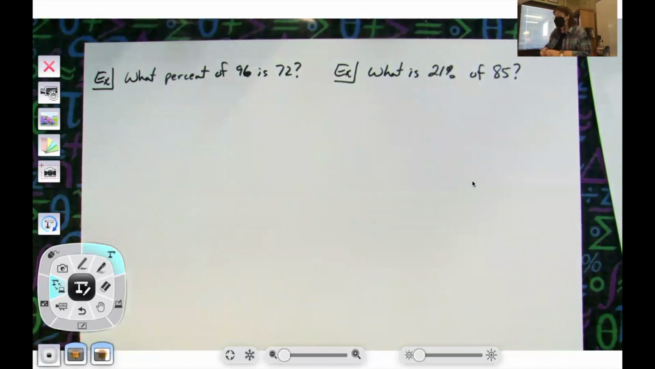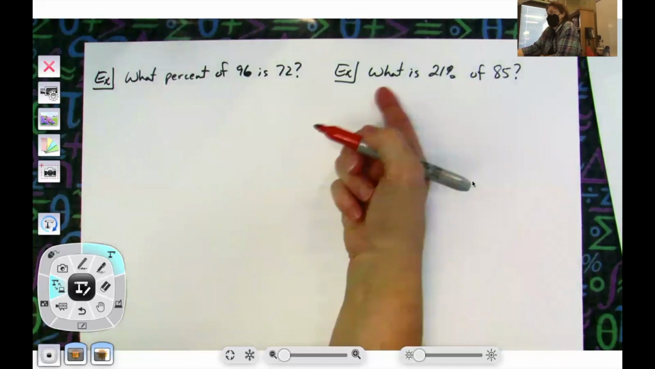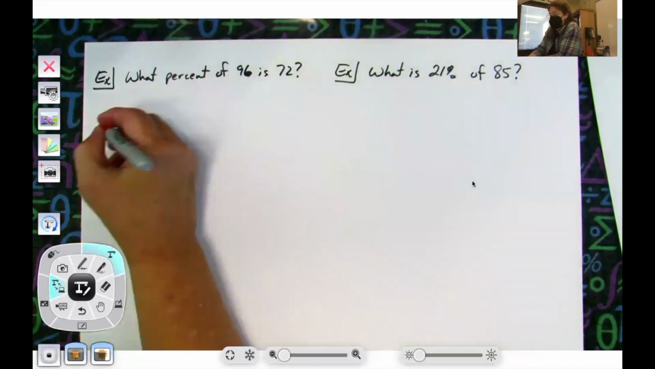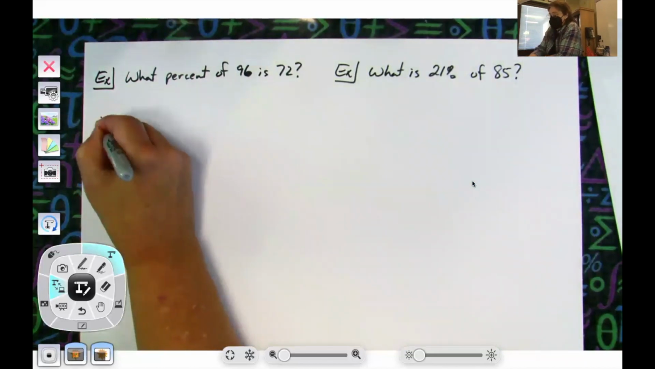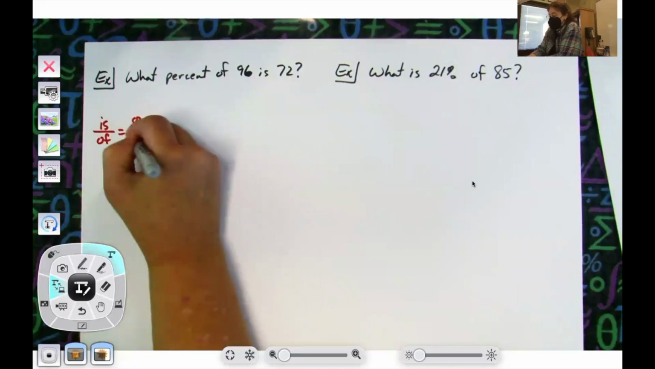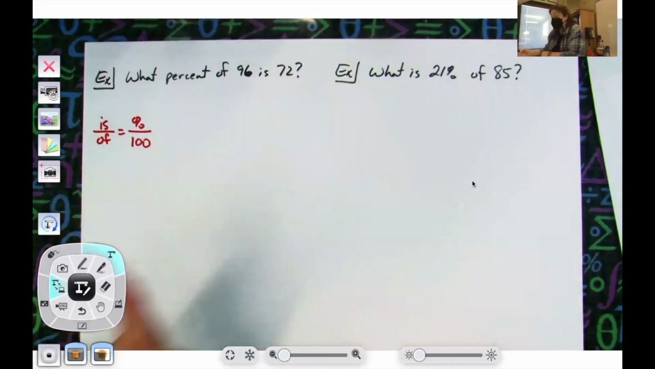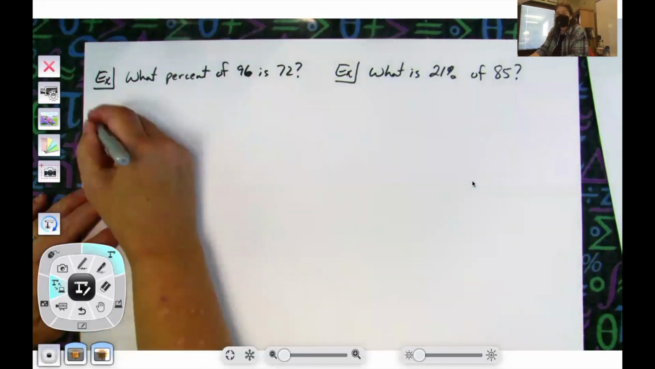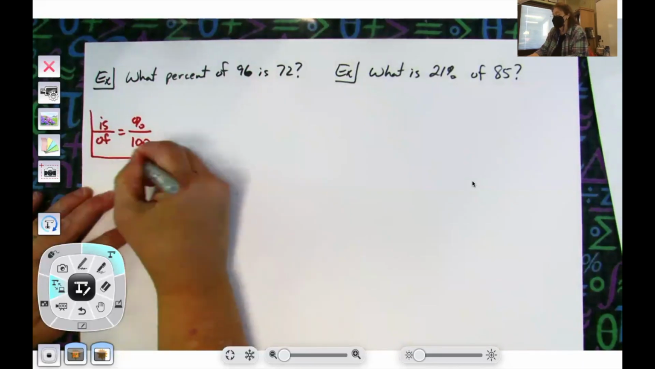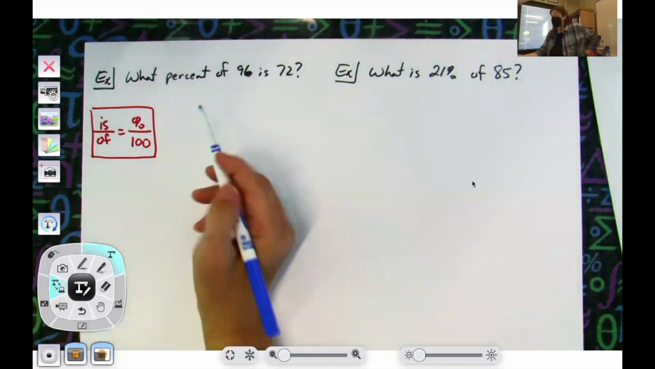No matter what the sentence is, no matter how I phrase that sentence, I can write is over of equals percent over 100 as a proportion, and I fill that in, then I can work out all of them the exact same way. So, did I show you this? No. Okay.